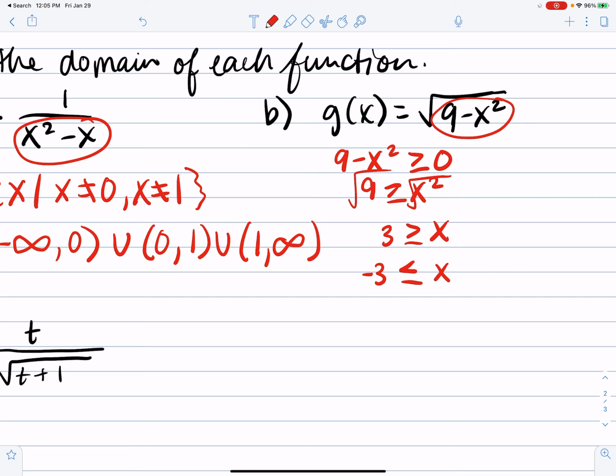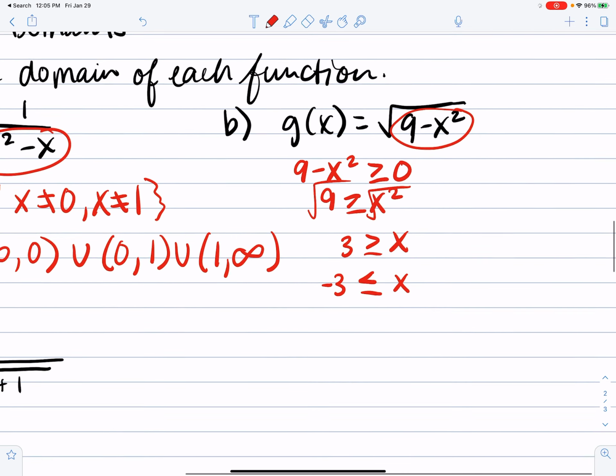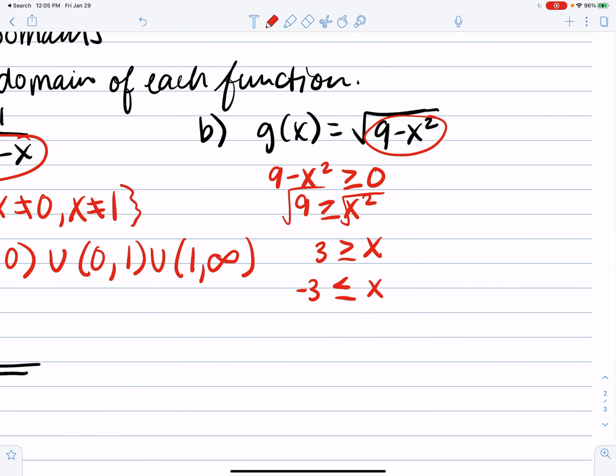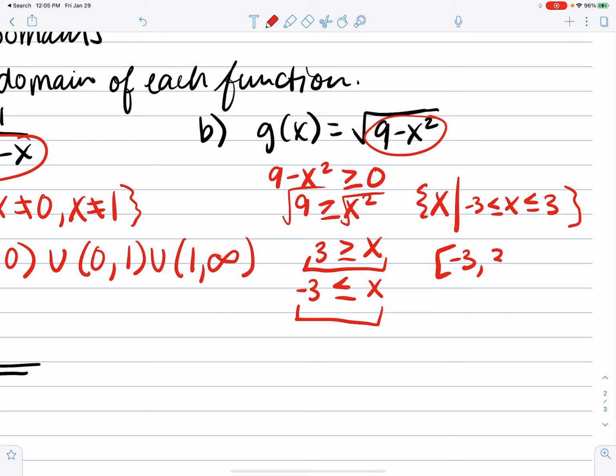Okay, so now we can solve. So now I'm going to write that in the form of x at any value, where x needs to be greater than or equal to -3, and x is less than or equal to 3. So it's in between those two values, but including those two values. And then in interval notation, that looks like -3 including -3 up to 3 including 3.